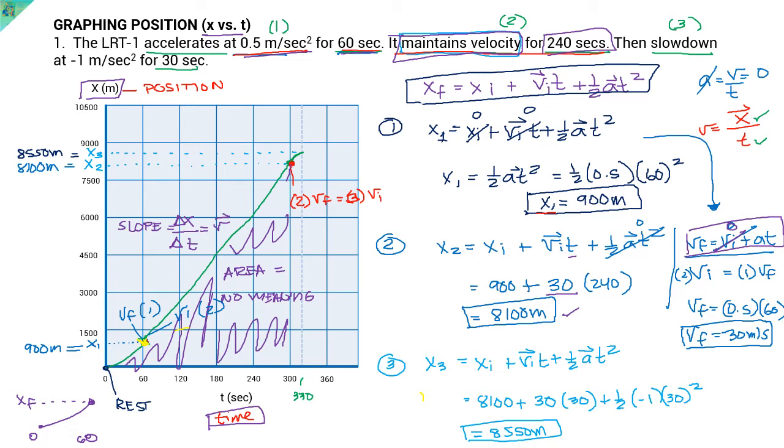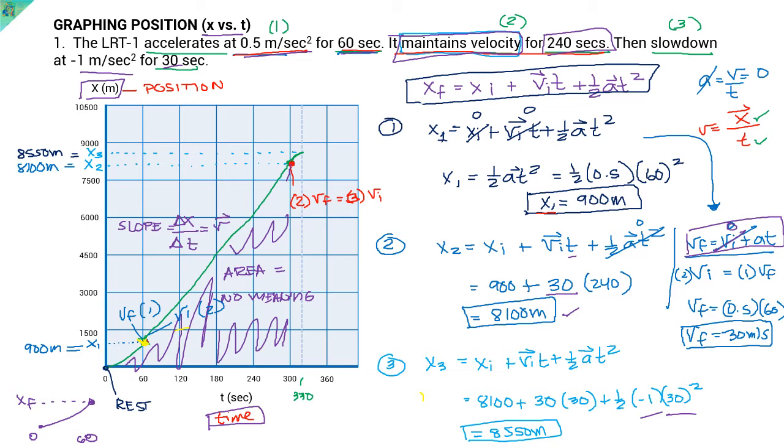Plus 1/2, -1, where did we get this? From the situation. It decelerates, that's why it's negative. We multiply it with the duration, which is 30 seconds, squared, and then you have the formula. You plug it in your calculator, and your answer is x is equal to 8,550 meters. So that's how you try to solve them.